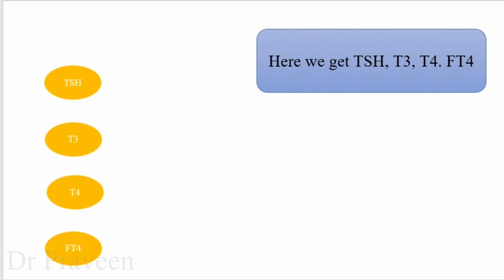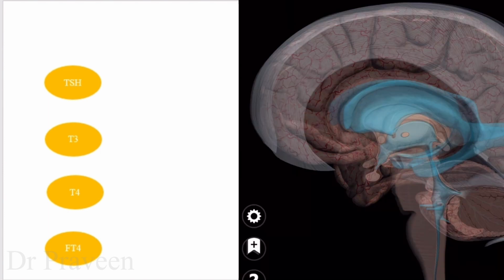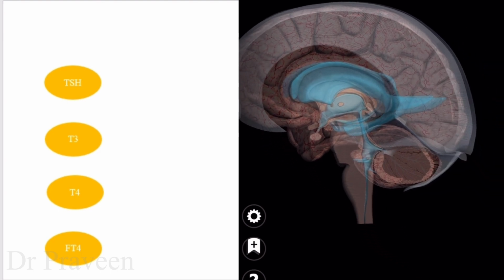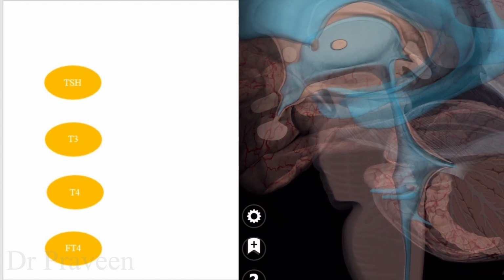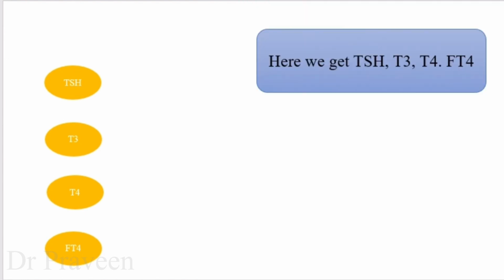What is TSH? Thyroid stimulating hormone, which is secreted from another endocrine gland called the pituitary. The anterior part of the pituitary secretes the TSH. This TSH stimulates the thyroid to secrete T3 and T4, that is triiodothyronine, that is T3, and thyroxine, that is T4.